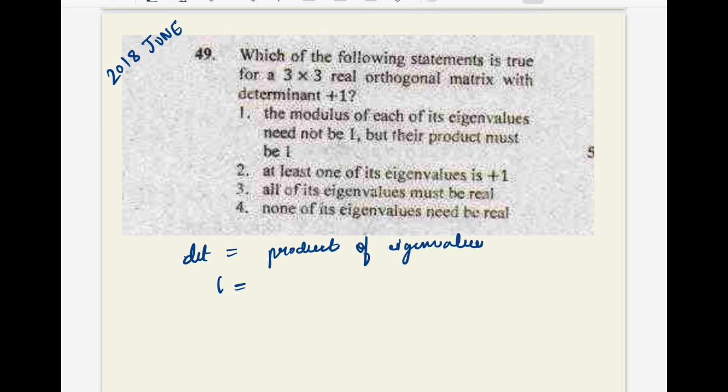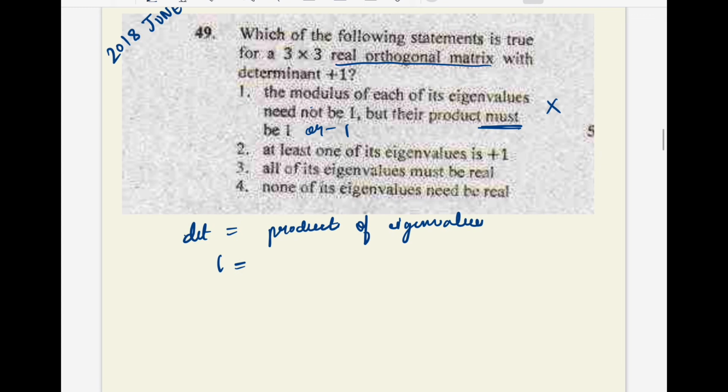So for an orthogonal matrix, the determinant can be +1 and -1 both. The word "must" is the assertive part, which says that it must be 1. For a real orthogonal matrix, the determinant must not be only +1; it can be -1 also. There is another possibility also. If it was written that the product must be 1 or -1, this option would have been correct. So this option is not correct.